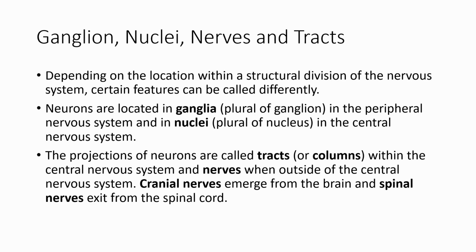So the projections from the neurons, those really long axons and whatnot, are called tracts when we're in the central nervous system, and nerves when we're in the peripheral. So tracts versus nerves. Same thing, both of them projections of the neurons, just different names for different locations. With the nerves, we can break it into two different groups. We have the cranial nerves, which emerge right from the brain, and we'll talk about those 12 in a little bit. And then the spinal nerves are going to exit from the spinal cord.